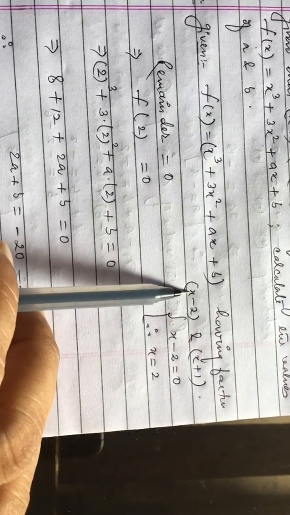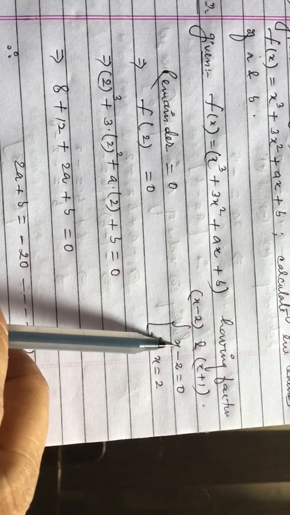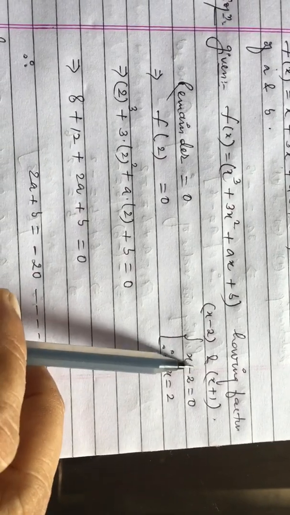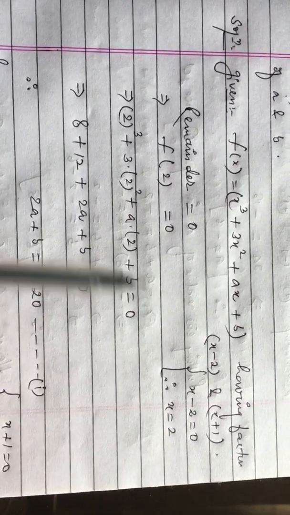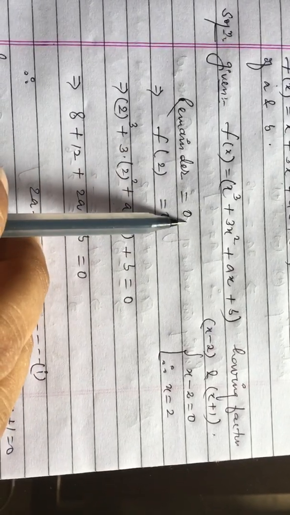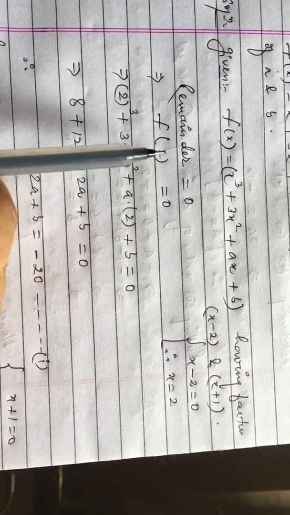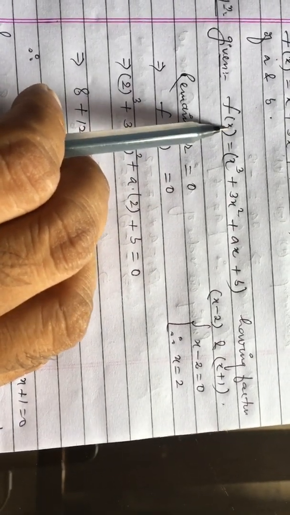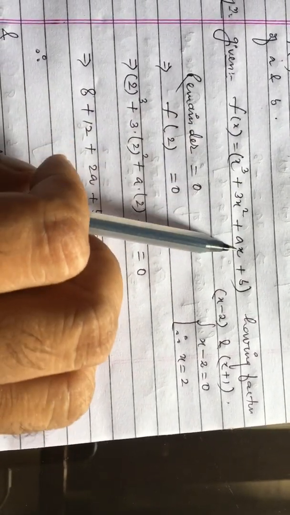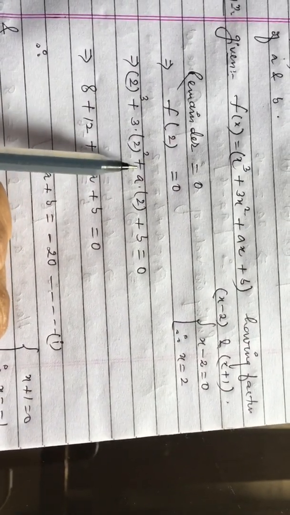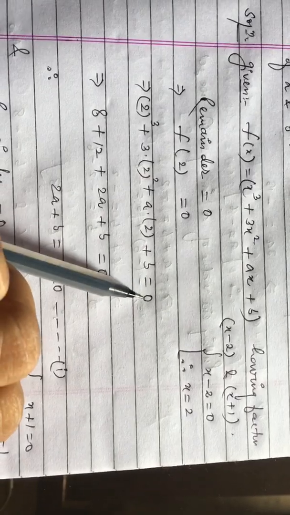So find the zero of x minus 2. Equating x minus 2 with 0, x is equal to 2, transferring minus 2 to this side. Now if it is a factor, then it gives the remainder 0. And how do we find the remainder? By putting 2 instead of x everywhere. Now see, 2 cube plus 3 into 2 square plus a into 2 plus b is equal to 0.